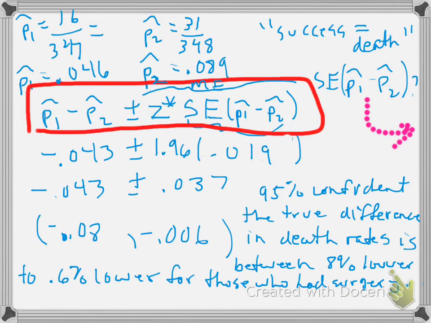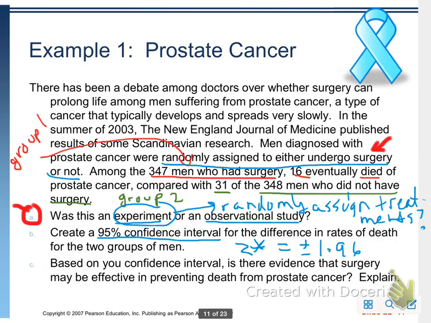So let's look at the last question. I think we can answer it really quickly here. It says, based on your confidence interval, is there evidence that surgery may be effective in preventing death from prostate cancer? Well, we're 95% confident the truth is below 0. If there was no difference, then p1 hat minus p2 hat equals 0%. But we got a difference. Does 0 fall within negative 0.08 and negative 0.006? That's the question. Well, we think no.